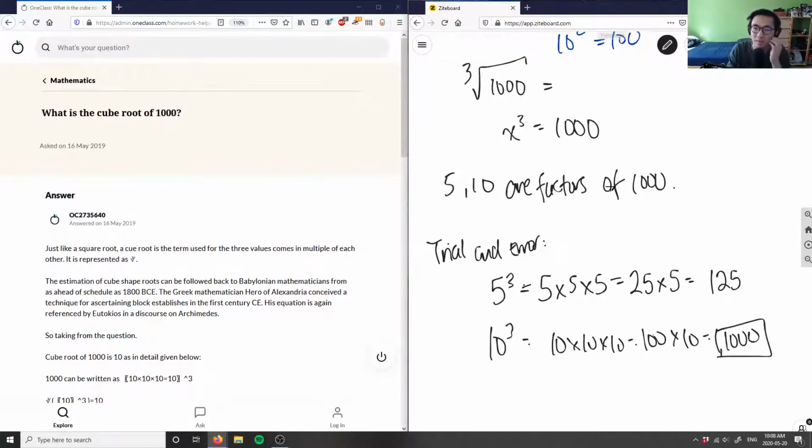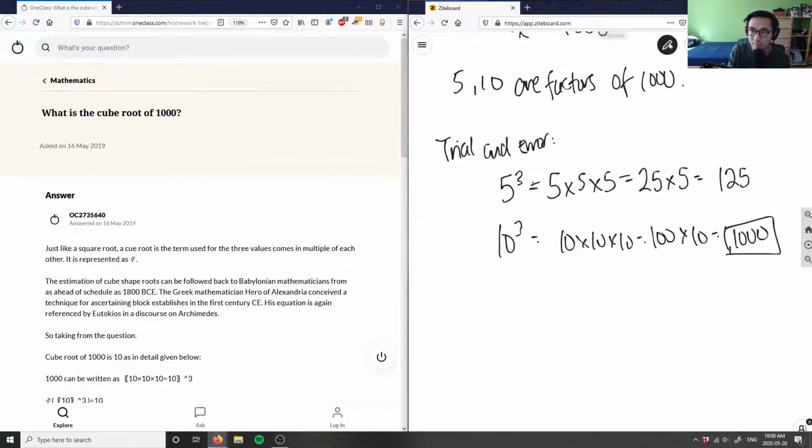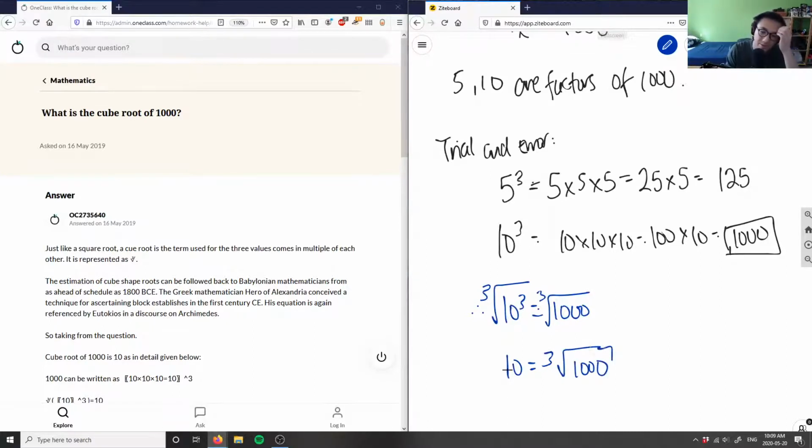1,000 is the number inside the root, so it is 10 cubed. Therefore, 10 cubed equals 1,000, and I can take the cube root of both sides, and I would get 10 equals the cube root of 1,000. This is my correct answer. The cube root of 1,000 is 10.